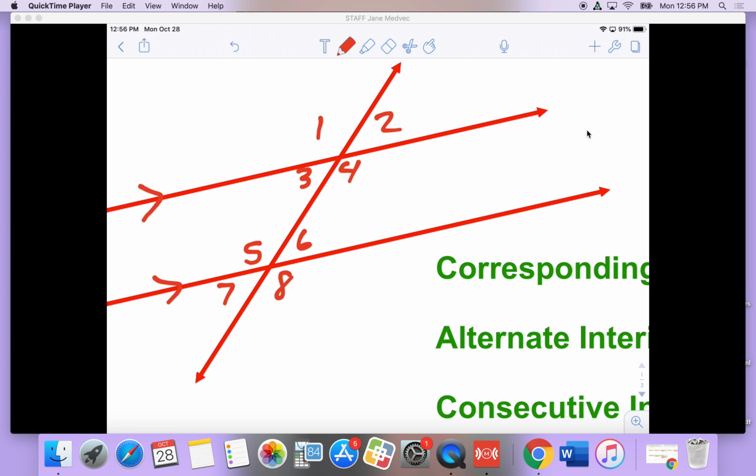So if you remember from the last time that we met, we looked at interior angles. If this line is like the top part of the sandwich, this line is like the bottom part of the sandwich. If I talk about interior angles, I start with angle 3 and then go to angle 4 and then angle 5 and then angle 6. And those are interior angles. Exterior angles would be 1, 2, 7, and 8. Okay. So let's look at the interior angles first.